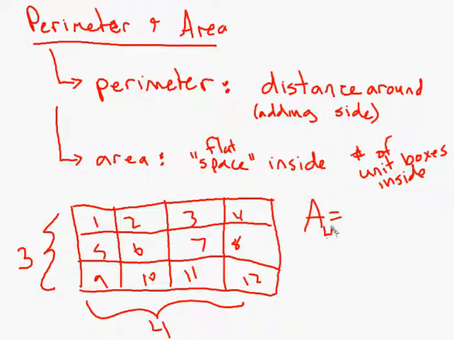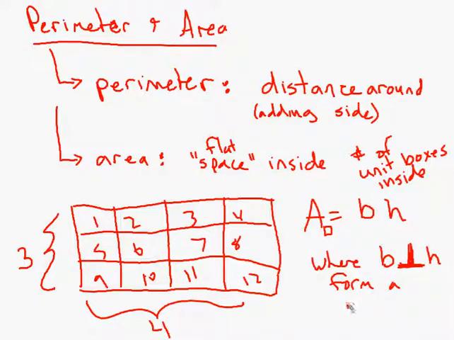Area of a box, I'll put a little box next to it, is the base times the height, where the base, and notice this symbol, so we're going to be using a lot of symbols this year, is perpendicular to the height. They have to form a right angle. Don't be using any slanted heights. So using this formula, area of the box is base has a length of 4 times the height, which is length of 3, which is the 12 that we got. 12. Easy. Base times height.